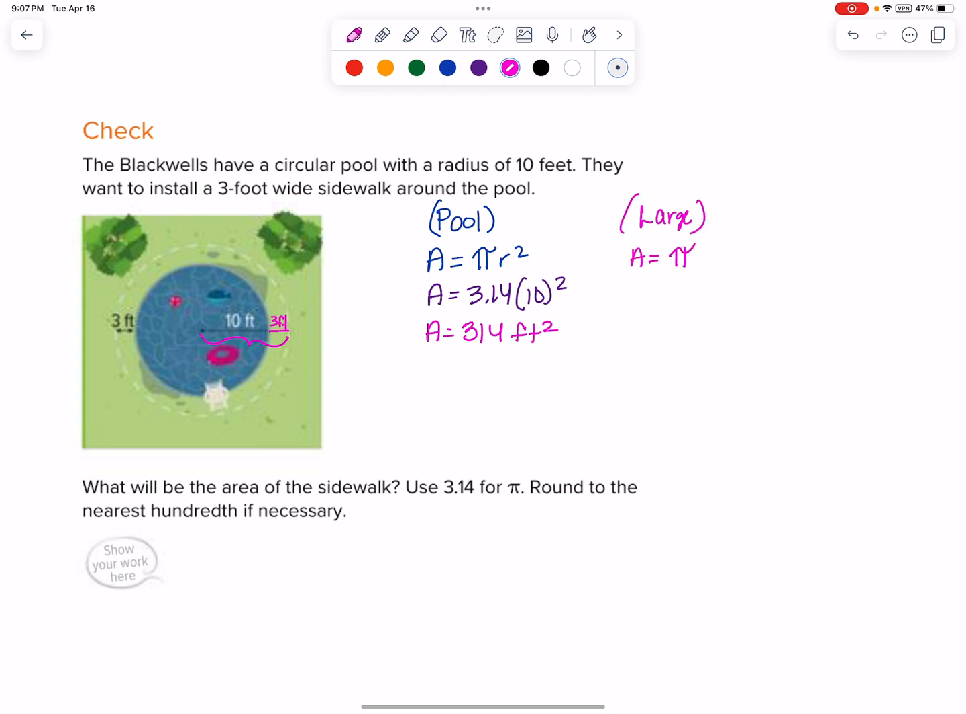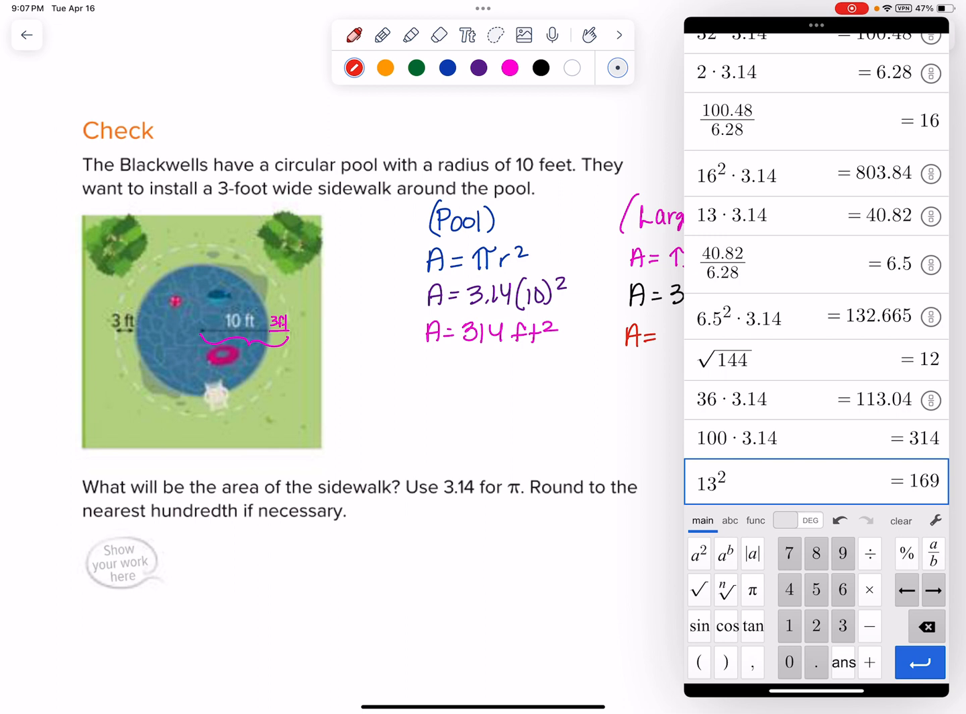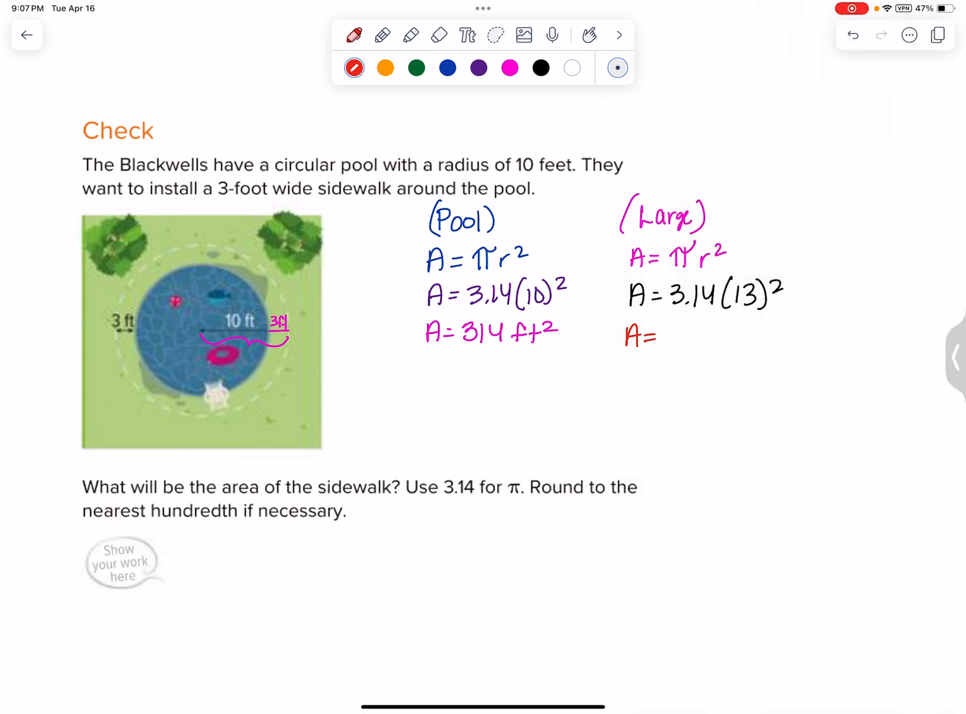Okay, all right, so let's go ahead and solve this out. So area equals pi r squared. Substitute 3.14. The radius is 13 squared. Okay, I don't know what 13 times 13 is, so we're going to need to do that on the calculator. So we have 13 squared, then times 3.14. So we get 523.9. And that's feet squared. So we have the area of the large and the area of the pool.